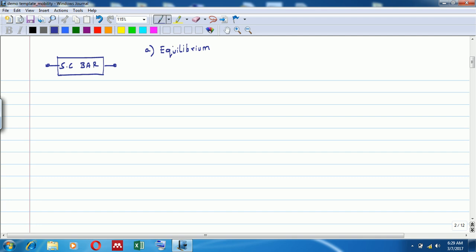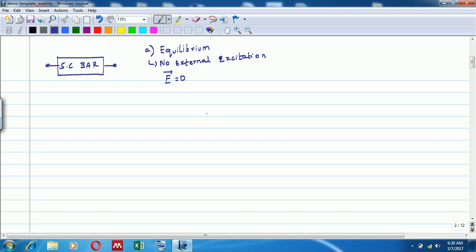So what is meant by equilibrium? There is no external excitation on the semiconductor, no energy applied on the semiconductor other than temperature. So equilibrium means no external excitation. So what happens under this case? You know that the applied electric field in this case will be zero. We are not applying any potential difference across the semiconductor, so the applied electric field is zero.